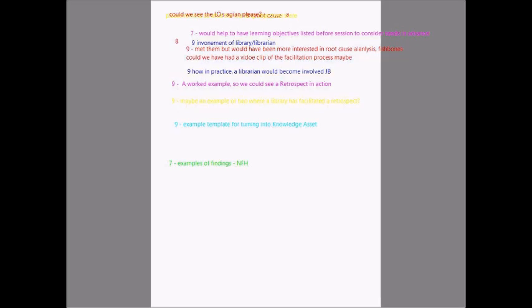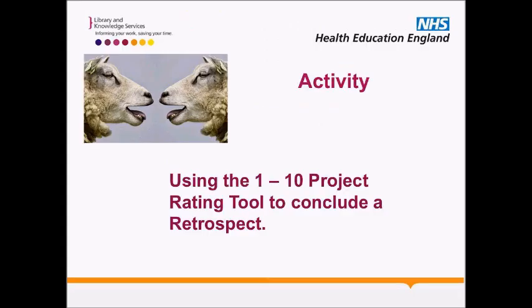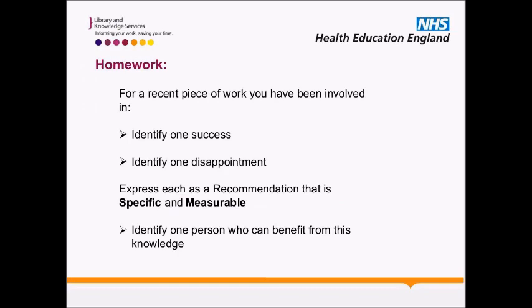Just to help you, I'll go back to the presentation again. To help you think about a retrospect and how the process works, rather than running a full retrospect, you might want to think about a piece of work that you've been involved in, from a personal point of view, or you could do this with a team. Identify one success and one disappointment, then put each of those as a recommendation that is specific and measurable, and think about one person who may be able to benefit from that knowledge. That's something to go away and do in your own time.